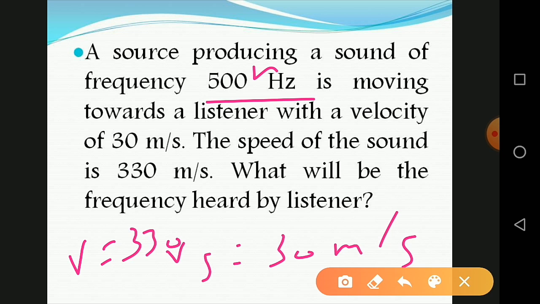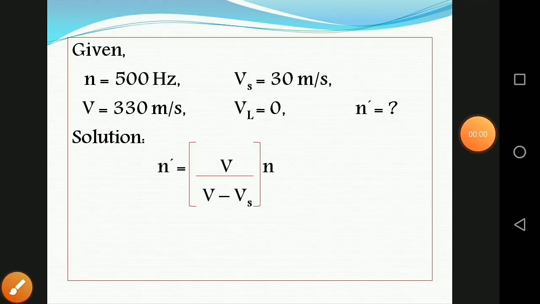So what will be the frequency heard by the listener? The listener is at rest, and the source moves towards the listener at the speed of 30 meter per second. The velocity is equal to 330 meter per second. So the given values are n is equal to 500 hertz, Vs is equal to 30 meter per second, V is equal to 330 meter per second, and VL is equal to 0. We find n dash, that means the apparent frequency.